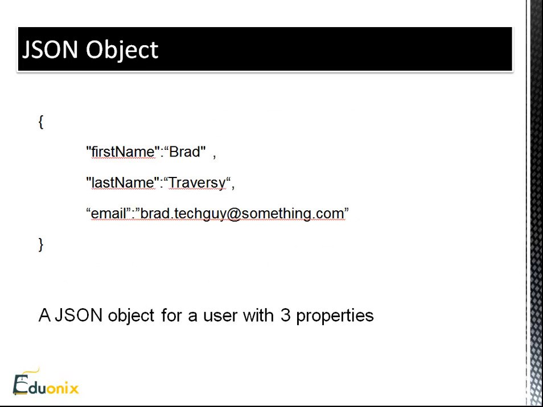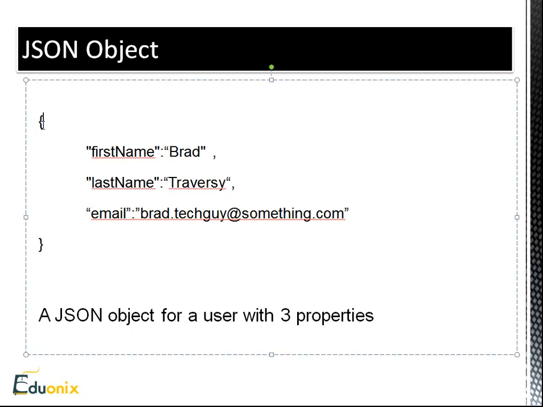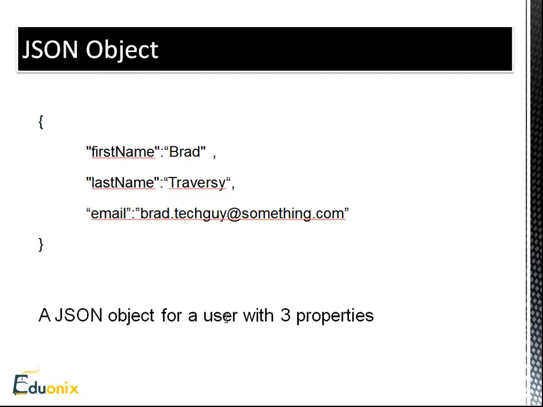So here is an example of a JSON object. Like we saw on the last slide, objects are encased in curly braces. So we have three values here: first name, last name, and email. So these are the name-value pairs separated by a colon. So this is a user object that has three properties.